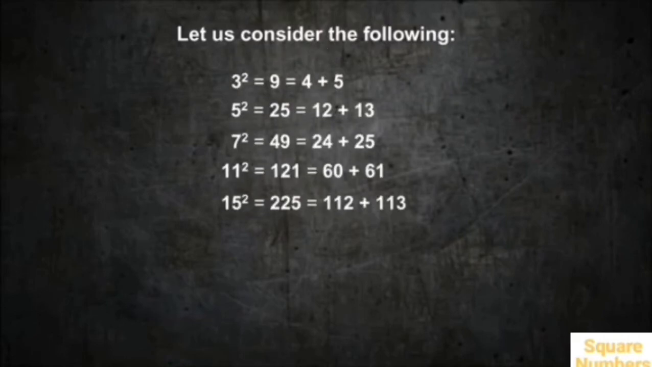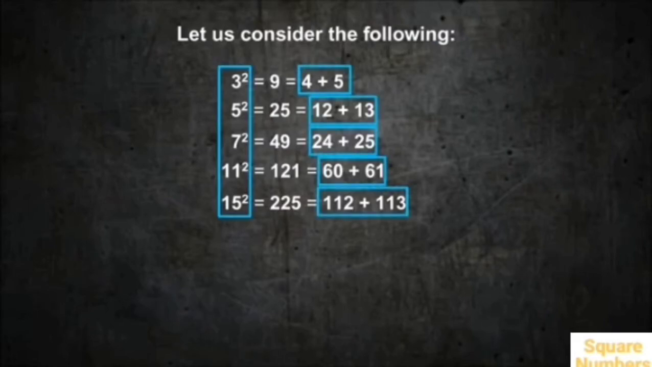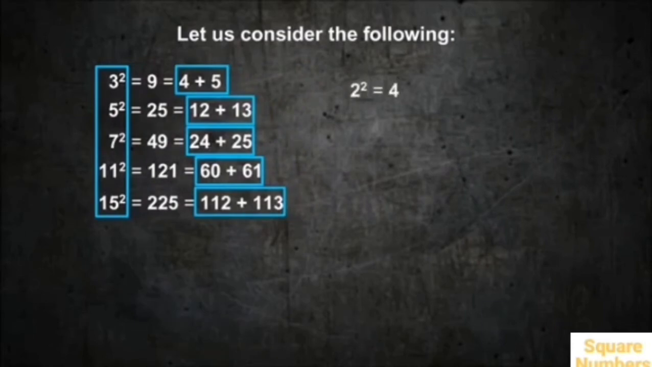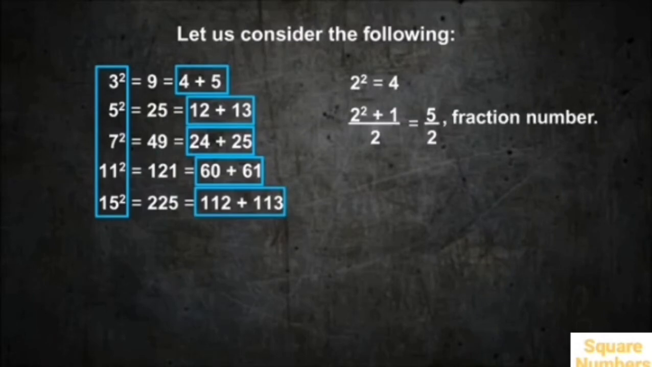Now, moving further, let us consider the following. On the left hand side, we can express the square of odd numbers as the sum of two consecutive numbers. But how will we find them? Now the main part. We find the first number by subtracting 1 and dividing by 2. For the second, we add 1 and divide by 2. Clear? Now let's take the square of an even number and try to find the consecutive numbers. We get the result 5 over 2, which is a fraction. It means that we cannot do this for an even number.